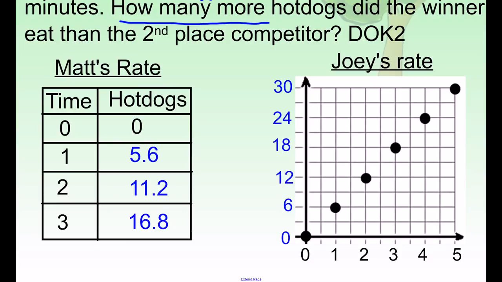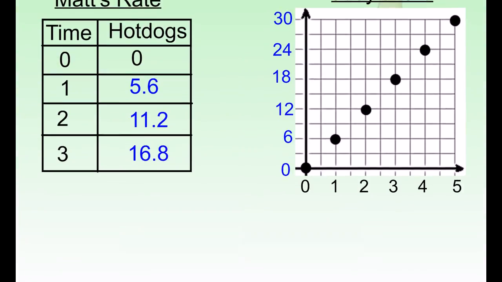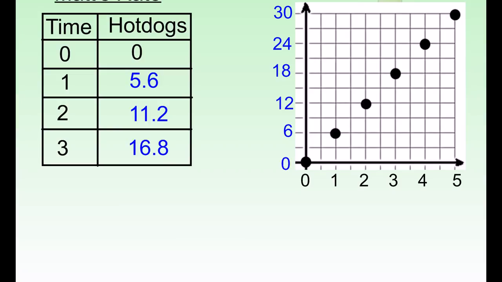Okay, so to figure out who won the contest, obviously whoever ate the hot dogs faster won, right? I mean, if you're in a race and you're the fastest person, you won the race. So that's what we're going for. So we're going to look for who had the fastest time, who had the greatest rate of eating hot dogs. I'm still going to make equations. I like the equations.